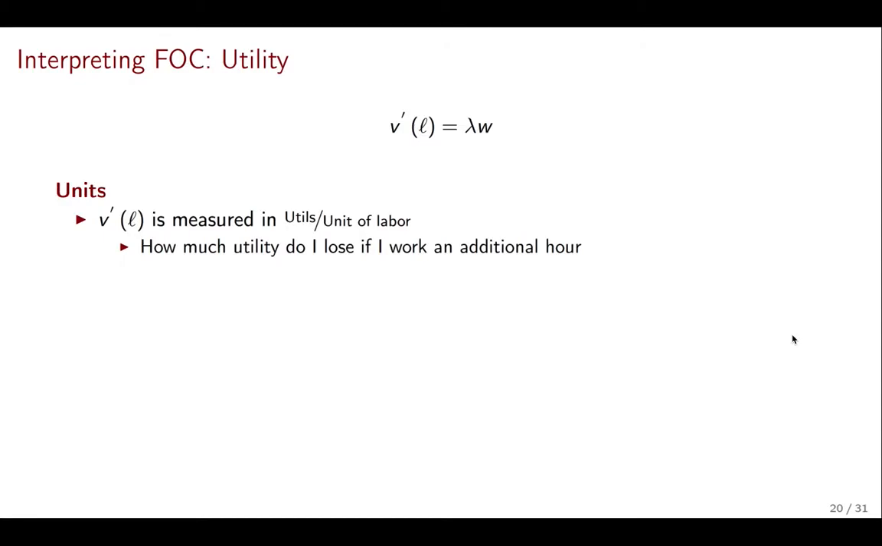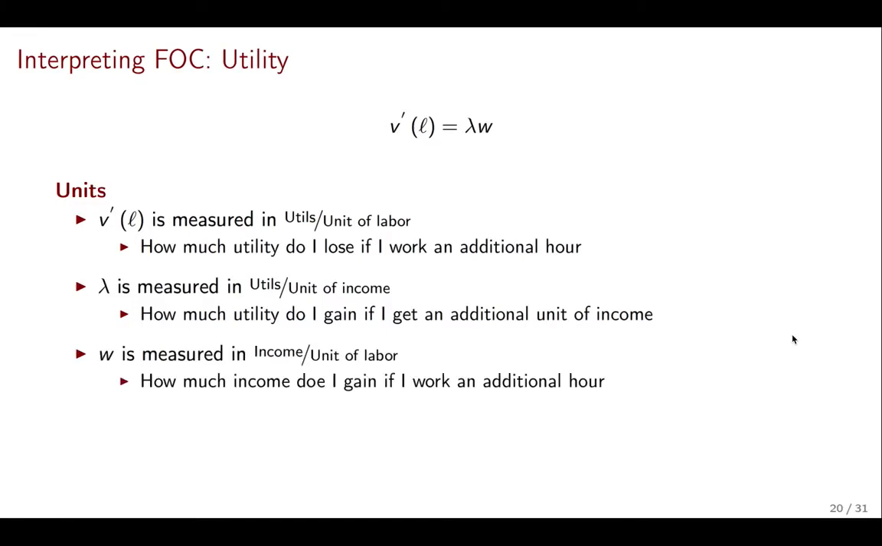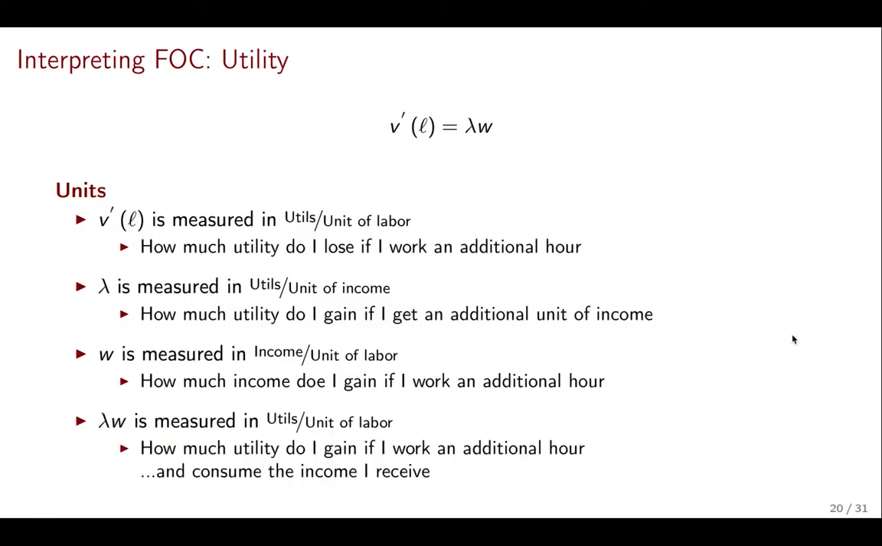Now that's important because if one side of the equation is measured in utils per unit of labor, then in order to be comparable the other side also has to be measured in utils per unit of labor. Let's take a look at that. Lambda, as we just discussed, is utils per unit of income. So how much utility do I gain if I get an additional unit of income? Wages, well, the wage is measured in income per unit of labor. How much income do I gain if I work an additional hour? And so when we multiply them, lambda times W is measured in utils per unit of labor, just as we want it. How much utility do I gain if I work an additional hour and consume the income I receive.